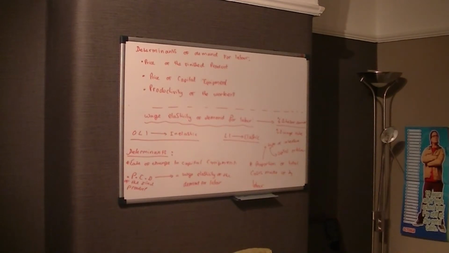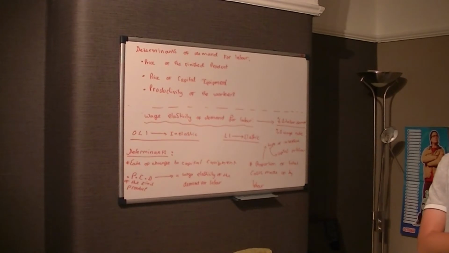And then we also said the price of the finished product. And then we said the productivity of the workers, because if the workers are more productive in a certain sector, they will be more productive than machines. And then we said the wage elasticity of demand for labour. That's quite similar to price elasticity of demand in that it's inelastic if it's between 0 and 1, or elastic if it's greater than 1. And we said the same formula applies, so it's percentage change in labour demanded over percentage change in the wage rate.